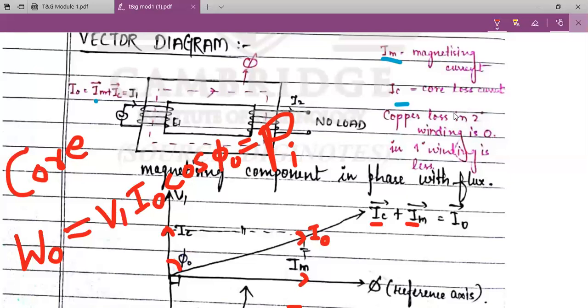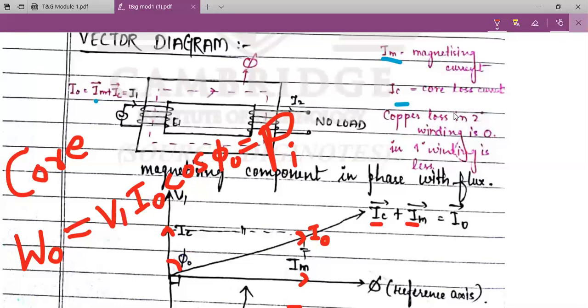You did some derivation in the first year. Iron loss equals copper loss, that is Wi equals Wc. Can you remember it from the first year? Yes, sir, I remember only the equations. Iron loss equals copper loss will be the condition for maximum efficiency.